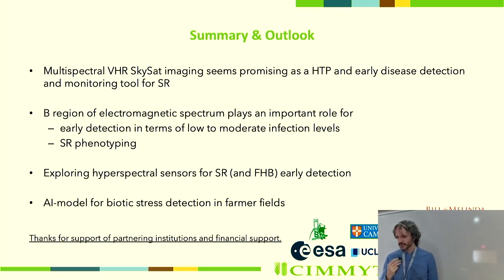A next step would be exploring hyperspectral sensors for stem rust and FHB early detection as well. And then, I have several of these kinds of experiments in Ethiopia. I think I have 4. And my idea is to train an AI algorithm on 4 different years with the different treatments. So one is we have different fungicide level applications. We have different varieties, early, mid, and late maturing, for example. Use this to train a model and then see if we can use this to detect biotic stress in farmers' fields. But first on our own experiments and then in farmers' fields.